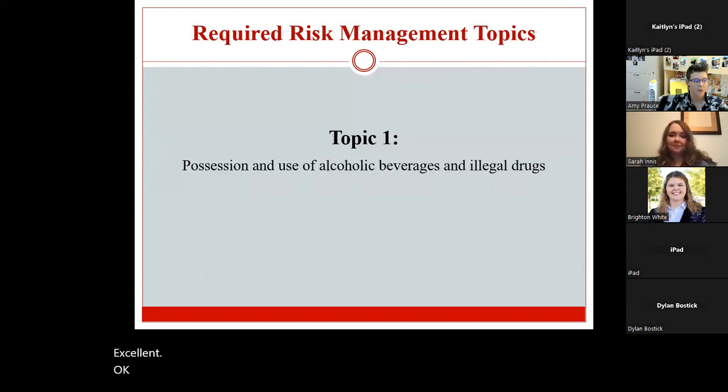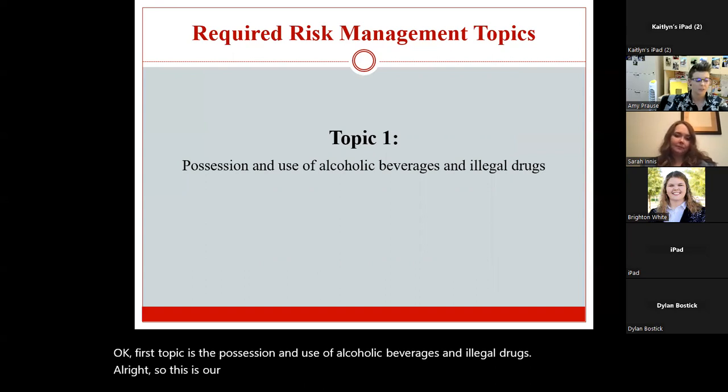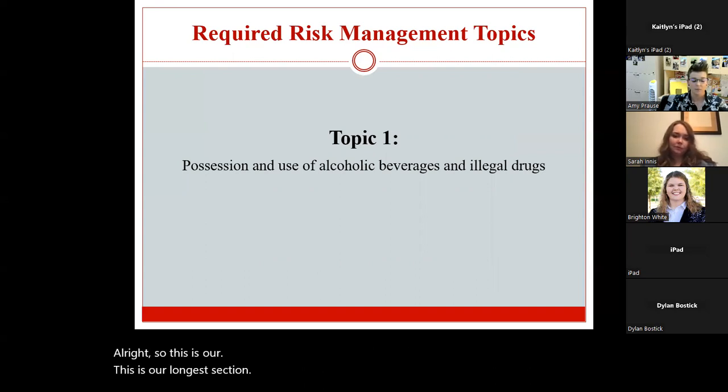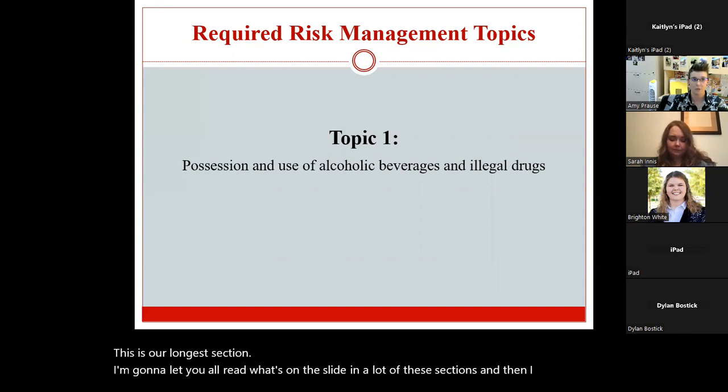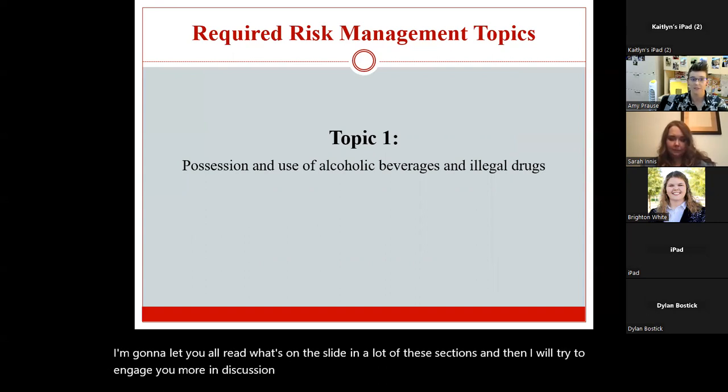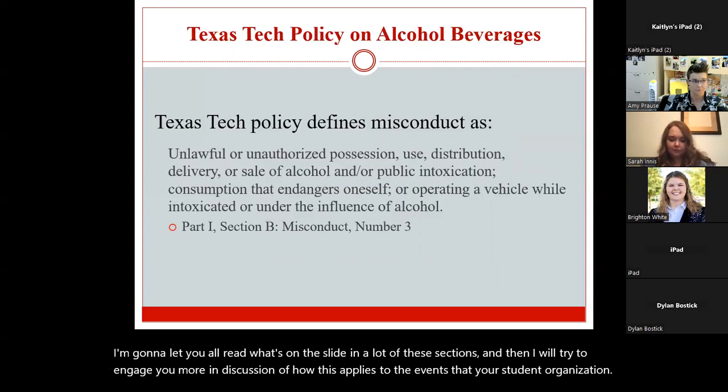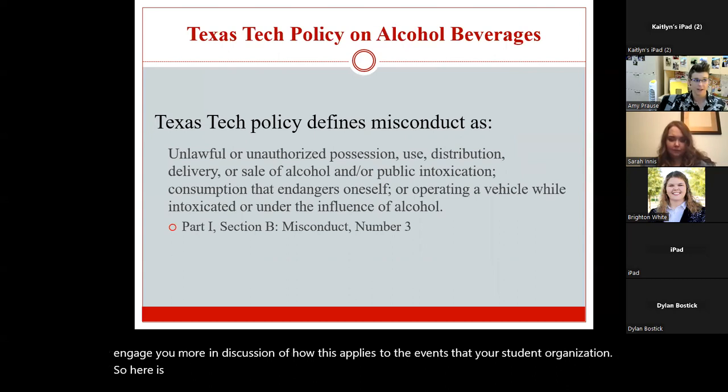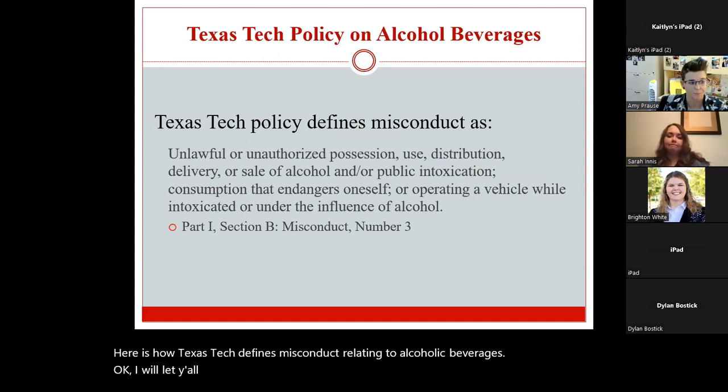Okay, first topic is the possession and use of alcoholic beverages and illegal drugs. This is our longest section. I'm going to let you all read what's on the slide in a lot of these sections, and then I will try to engage you more in discussion of how this applies to the events that your student organization plans. So here is how Texas Tech defines misconduct relating to alcoholic beverages. I will let y'all skim over that real quick.